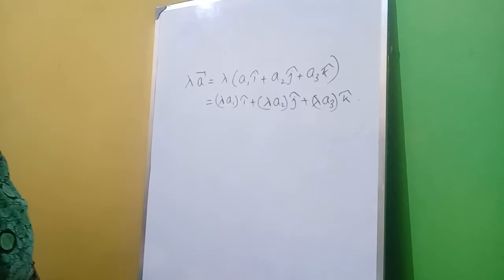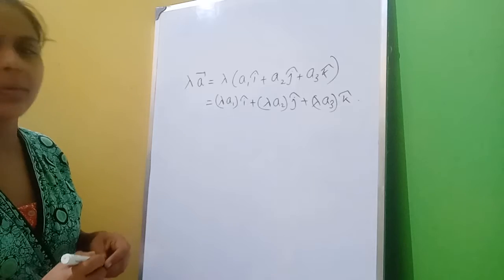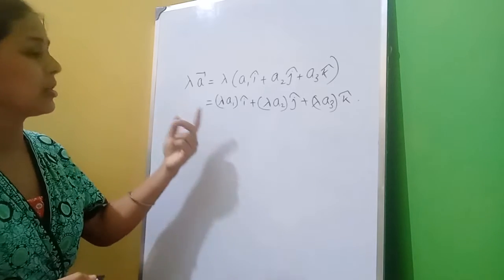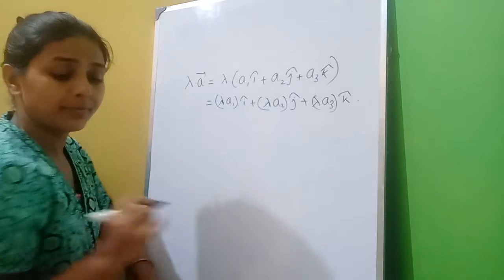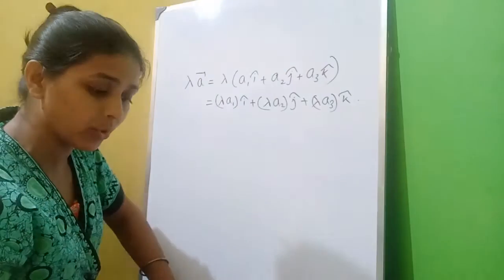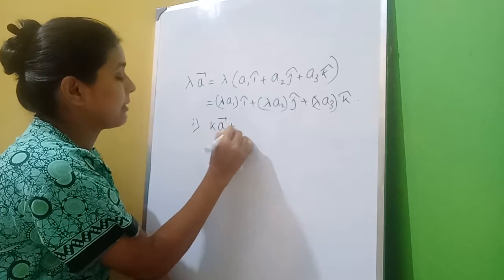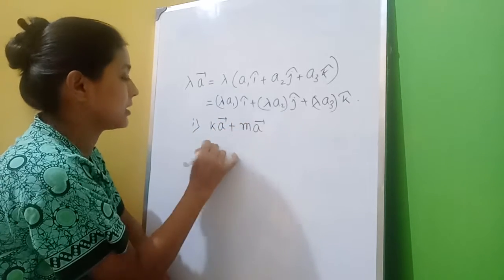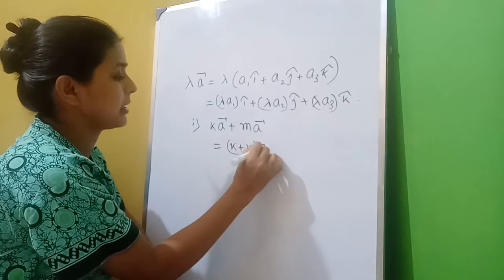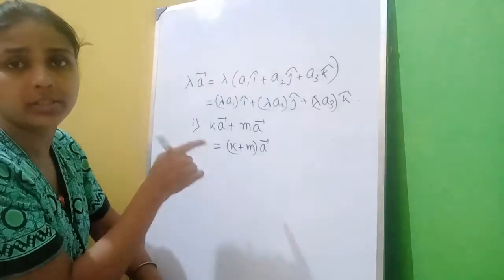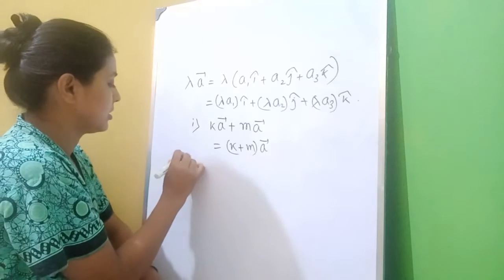Now there are some results, or you can say some properties, depending on this scalar and vector part. The first one, there are 3 in your book: K A vector plus M A vector is equal to, obviously, (K plus M) A vector. Don't put a dot or cross sign for writing the multiplication. Don't put it.